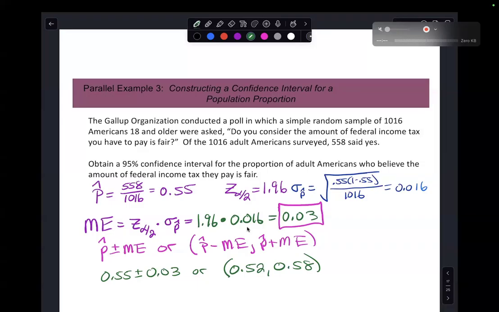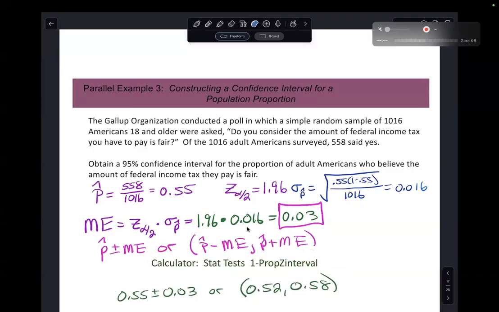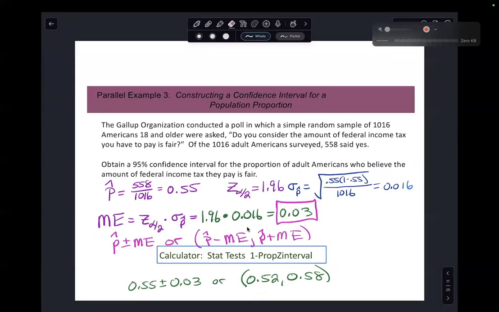It's like a fancy calculator function. I will give that to you. There it is. I'm going to have to delete some of this stuff or move it so that it's out of the way. Right down there. This is our calculator function. It's one prop z interval, one proportion z interval. We're going to put this in there and see how close we get to our numbers.